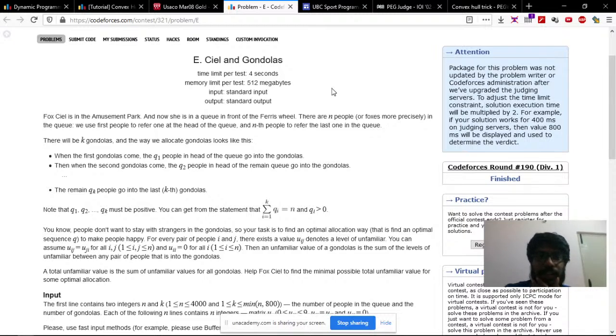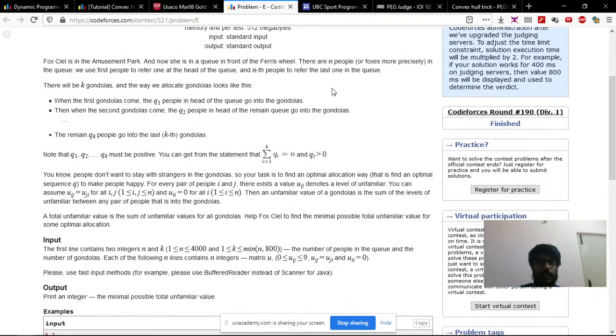So I hope you've read the problem. Let me go over it quickly. It's just a summation of the sum of levels, Uij is given. Okay.